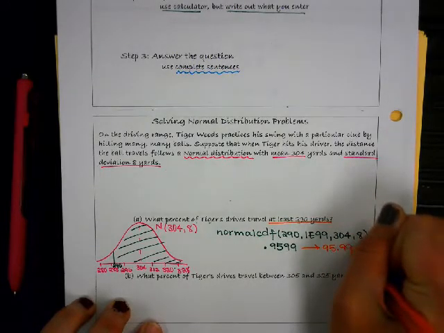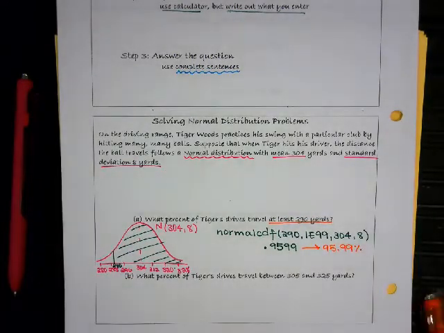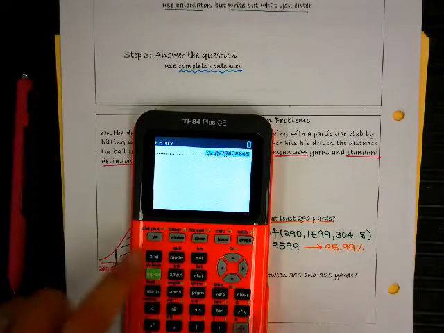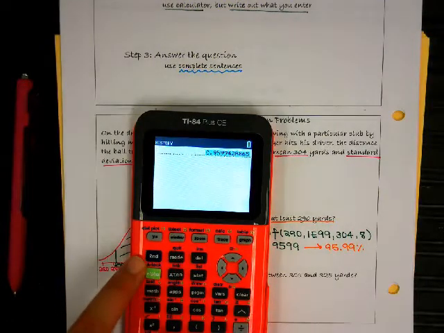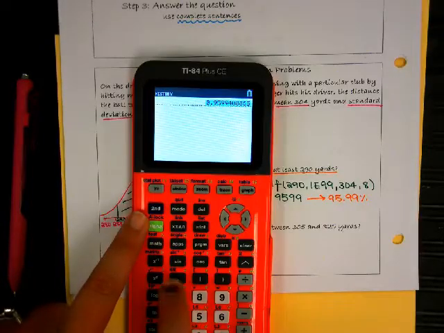I'm sorry, I did not hear you. Oh, you're going to hit second and then the comma, which is right above 7. Okay, thank you.